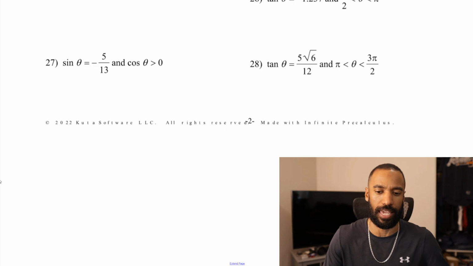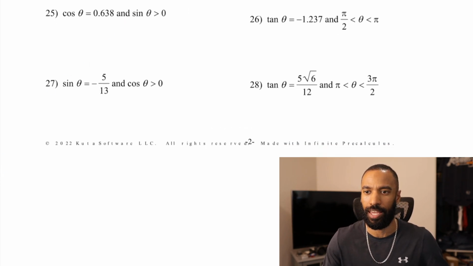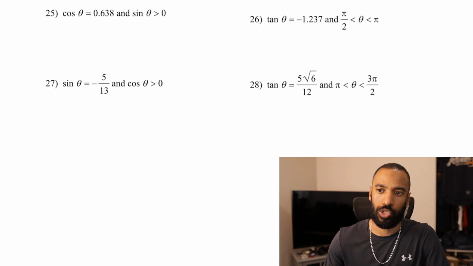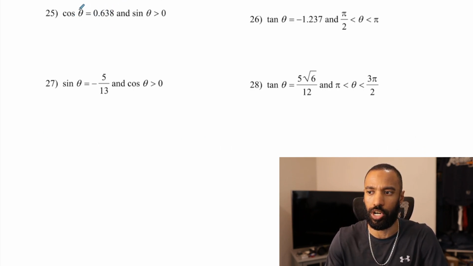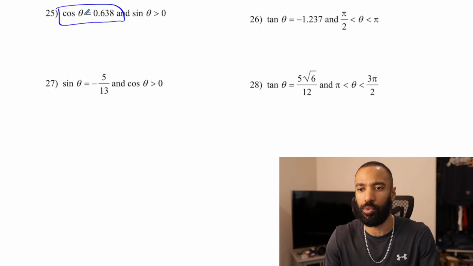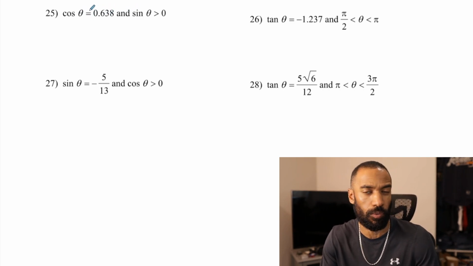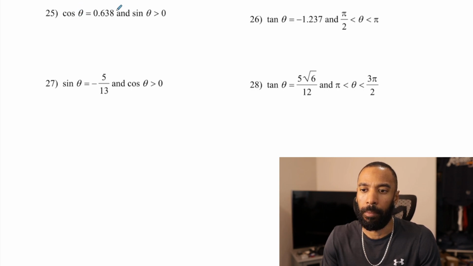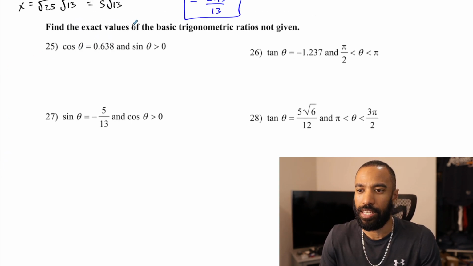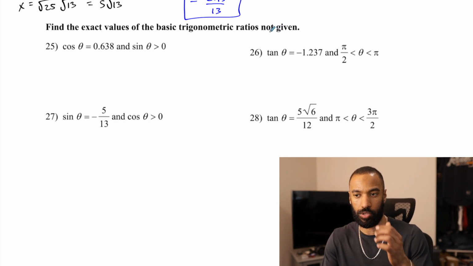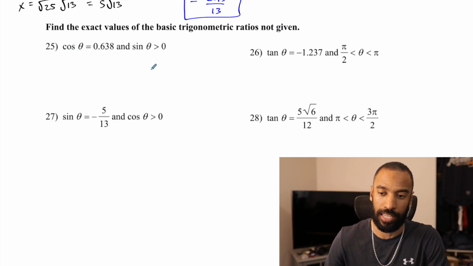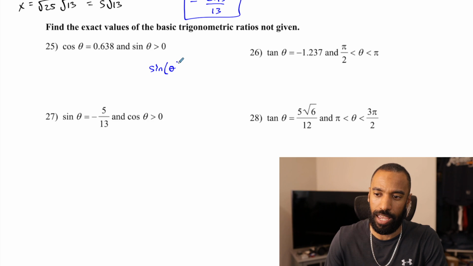And here's where I'm actually going to use the calculator in these problems 25 and 26. Not 27 and 28. So in 25 and 26, what I'm going to do is determine what this actual angle is to start with, but I also want to determine what quadrant we're in. So we need to find the exact values of the basic trig functions, trig ratios not given. So we're given what cosine is. We have to figure out what sine of our angle is and what tangent of our angle is.